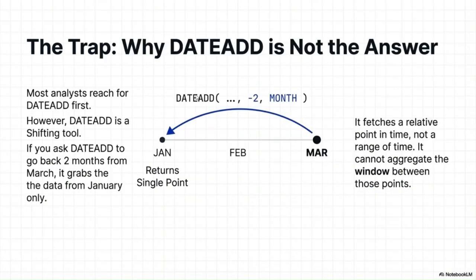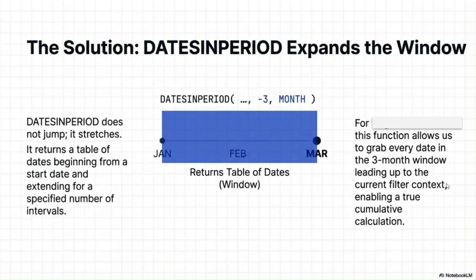Here, many analysts instantly use DATEADD, but DATEADD only shifts a single point in time. If you go back 2 months from March, it returns January only, not January, February, March together. That means DATEADD cannot create a rolling window, and that's why it fails for moving averages. This is where DATESINPERIOD comes in. Unlike DATEADD, it does not jump, it expands a window. It returns a table of dates starting from an anchor point and extending backward or forward. That's exactly what we need for rolling calculations.